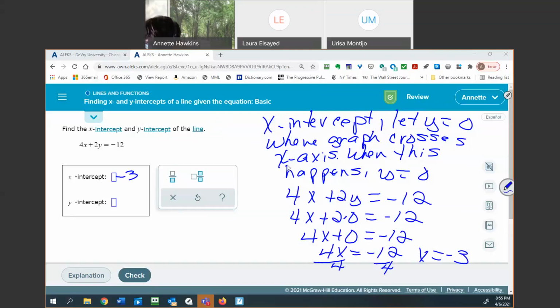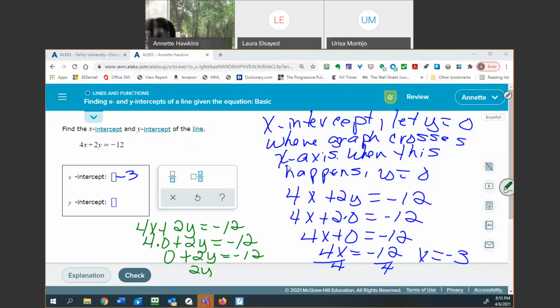Now we want to find the y-intercept. So the y-intercept, we can let what be 0? X. So this is 4 times 0 plus 2y equals -12. 0 plus 2y equals -12. 2y equals -12. Divide by 2. This is why we had to do equations first. Y equals -6. So the y-intercept is -6.